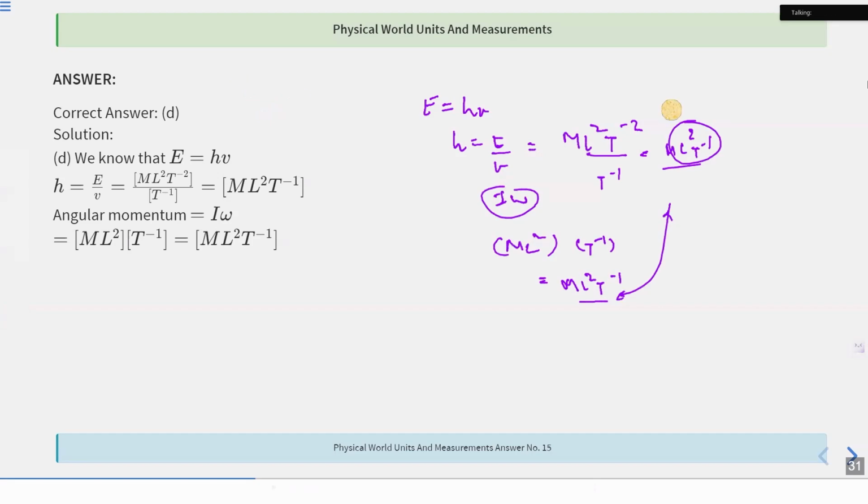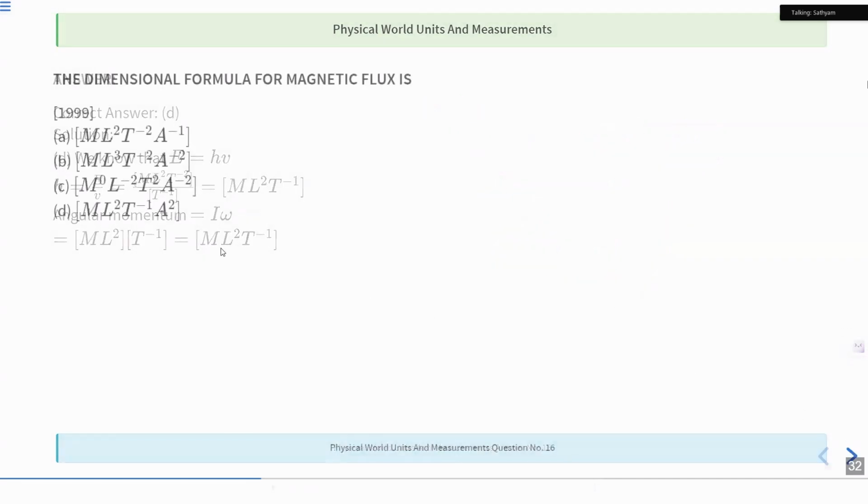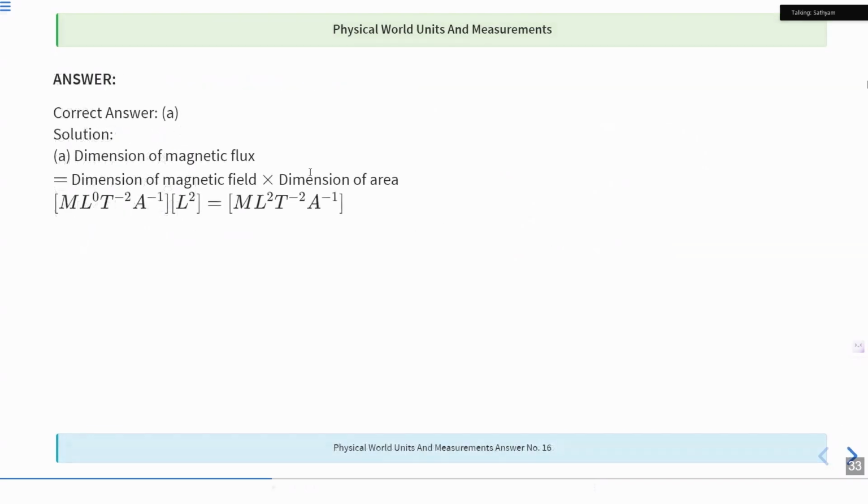Okay, let's go to the next question. The dimensional formula of magnetic flux. Again, magnetic flux is the dimension of magnetic field into the dimension of area, correct? What is magnetic flux? Magnetic flux is basically magnetic field into the dimensionality of area. This is the dimensional formula of magnetic field, and this is the dimension for area. And this is your answer. That's all.